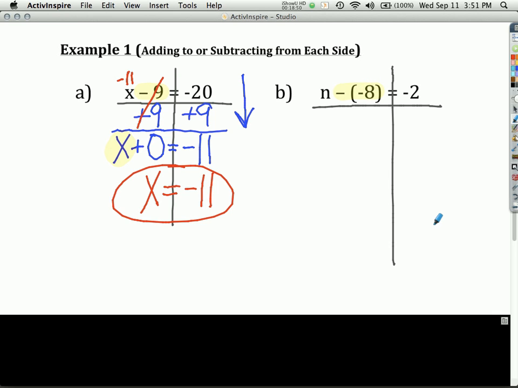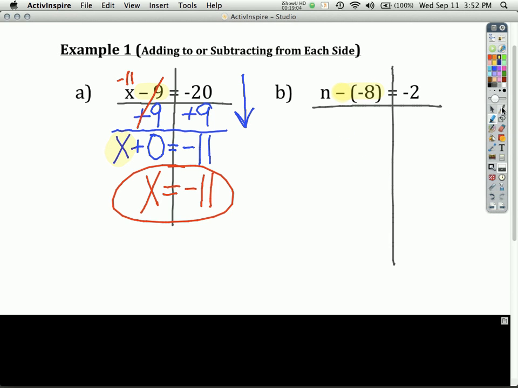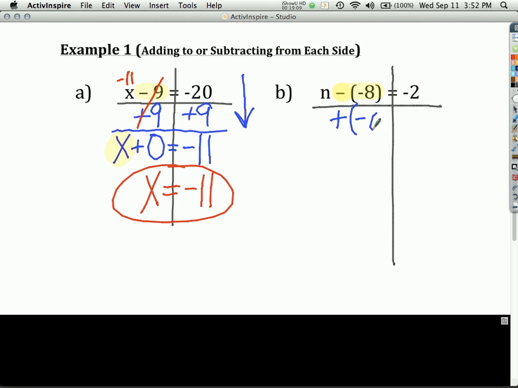Minus negative 8. And now we're going to do the inverse of that. Now, when I say inverse, I'm talking only about the operation. So I'm only going to inverse that. You don't inverse this, just the operation. So we are going to add negative 8 to both sides. That's what is meant by inverse operations. Draw my line and work down.